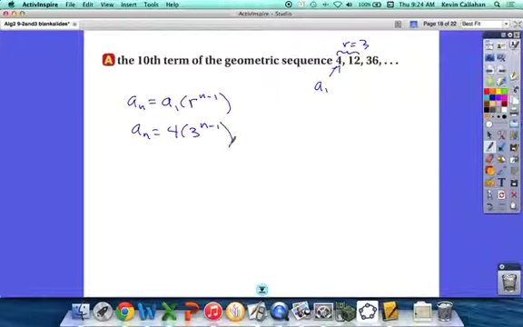Now that you've got a formula, how do you find the 10th term? If you want A10, then substitute n equals 10. A10 equals 4 times 3 to the 10 minus 1, which is 4 times 3 to the 9th. And that we need a calculator for. Second quit. 4 times 3 hat 9. 778,732.